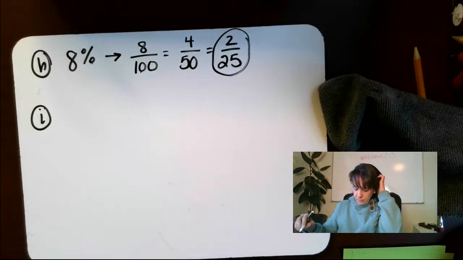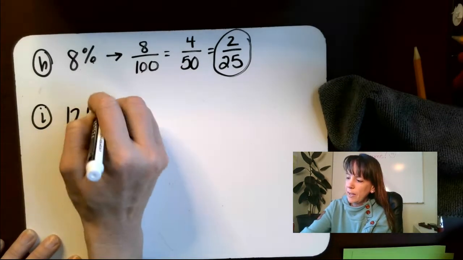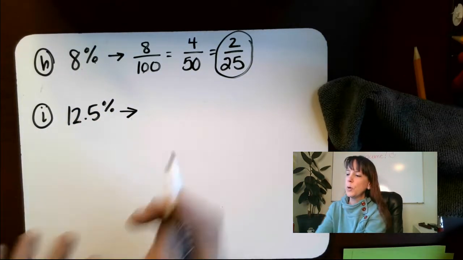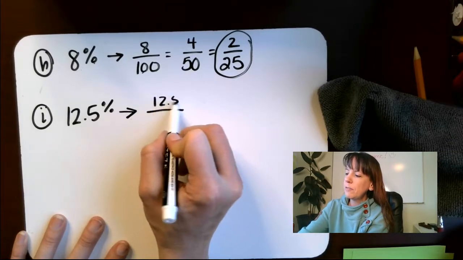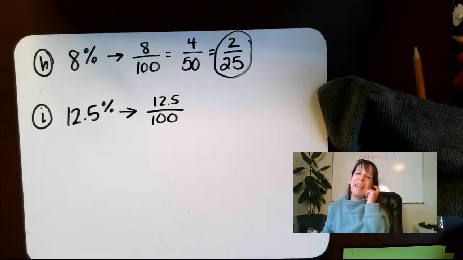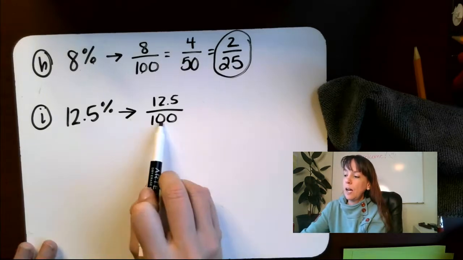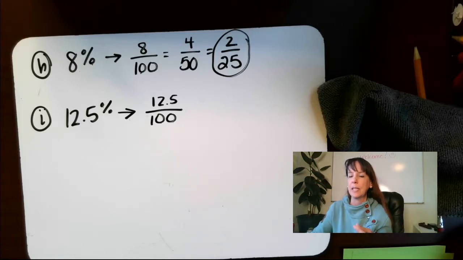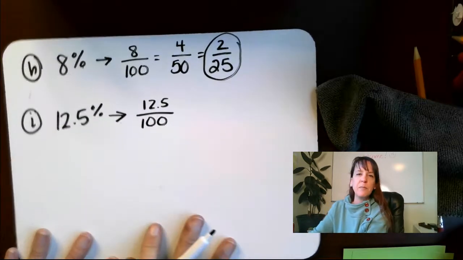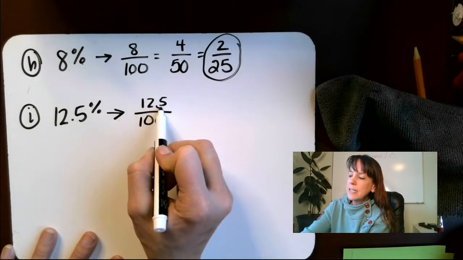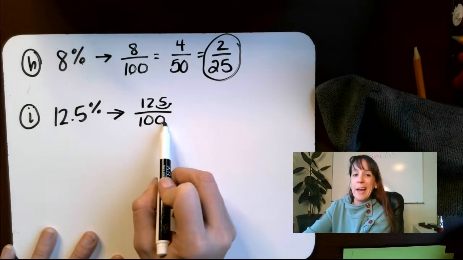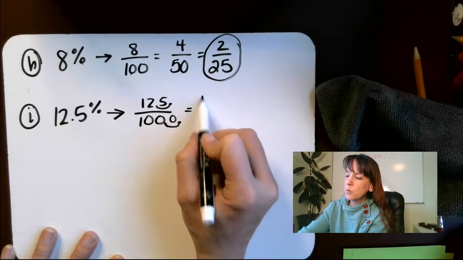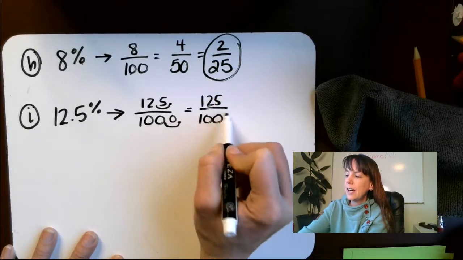Let's try that again. So I is 12.5%. Again, how many dots are there in a percent sign? There are 2, which means we're going to put 12.5 over 100. But we can't have a decimal within our fraction, so we need to get rid of that decimal. The better way to do this is to move that decimal over 1 spot, but what I do up top, I have to do on the bottom. So 12.5 over 100 becomes 125 over 1,000.